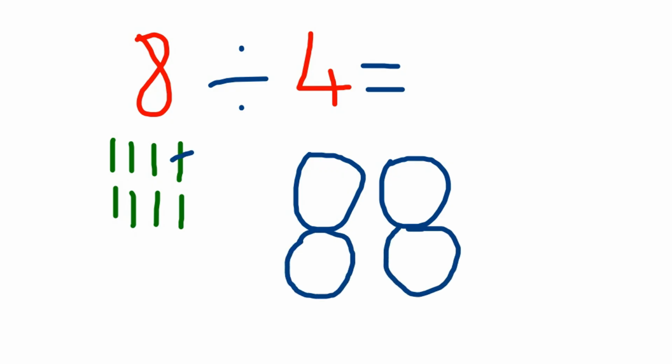We move the first line into the first circle, the second line into the second circle, the third line into the third circle, the fourth line into the fourth circle. Now, let's keep going. The fifth line goes into the first circle again. The sixth line goes into the second circle. The seventh line goes into the third circle. And the 8th line goes into the 4th circle.